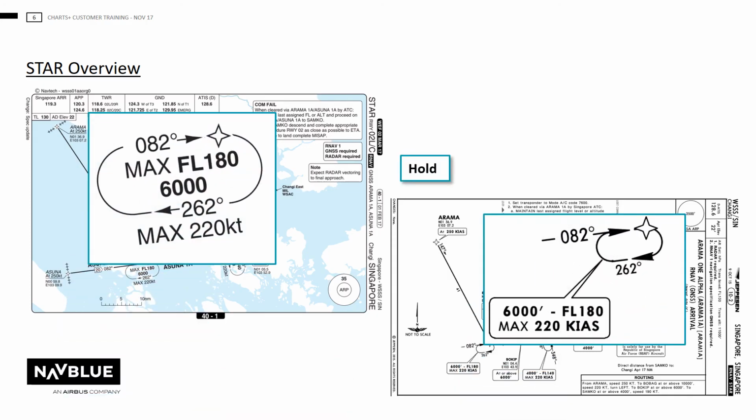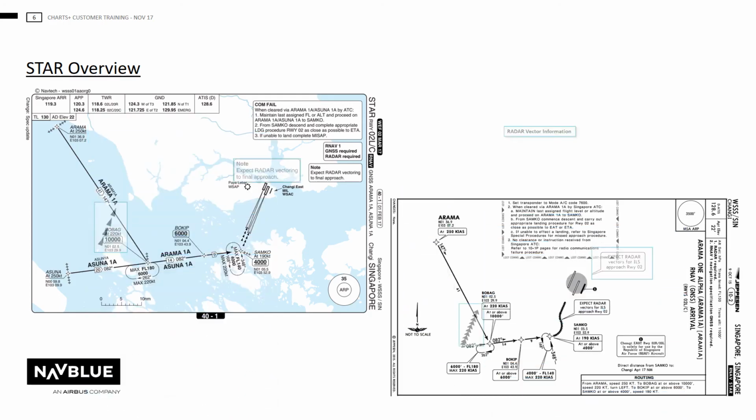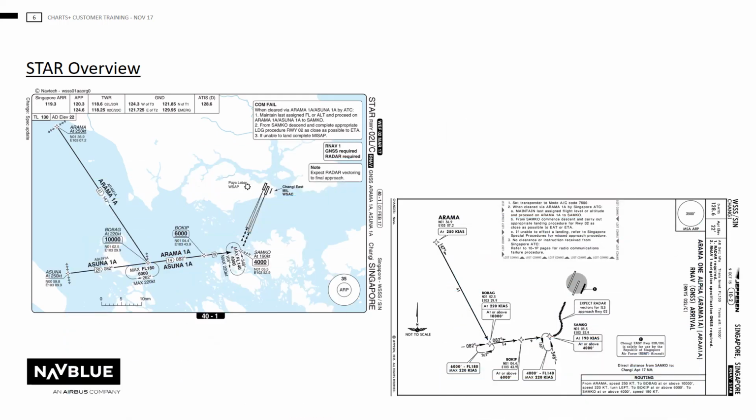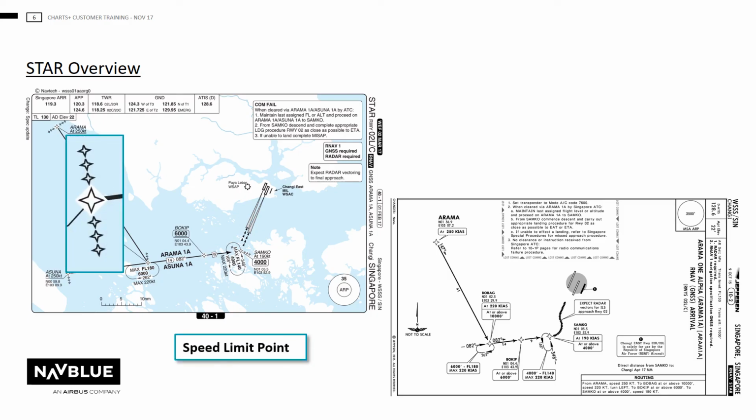Holding information will be published within the hold. If space is a problem, text will be present near the hold. The radar vectoring symbol with a floating box note. The speed limit point depiction.